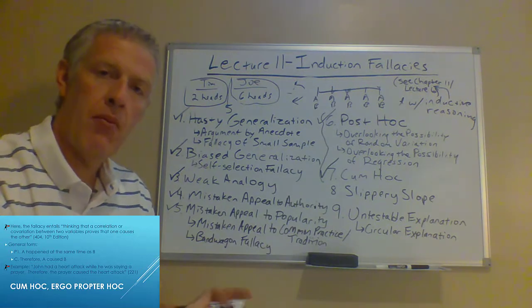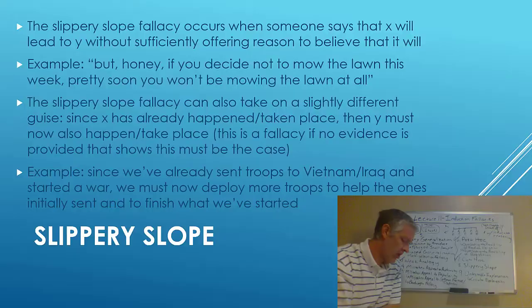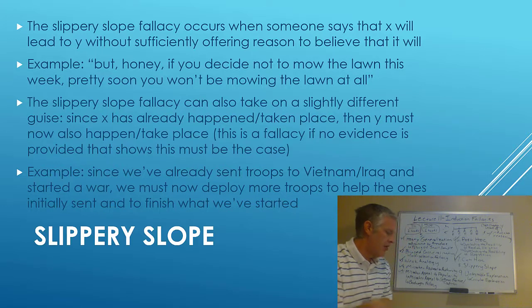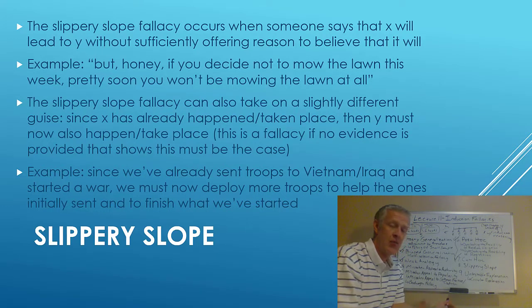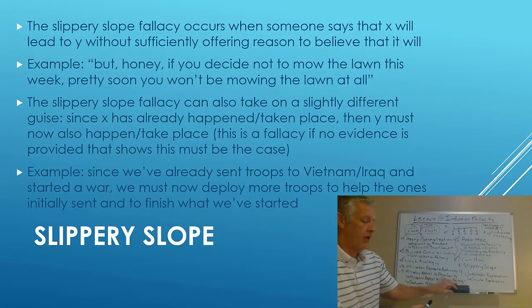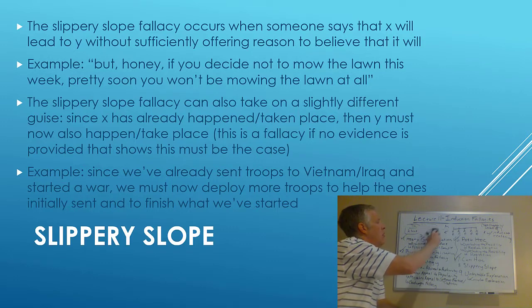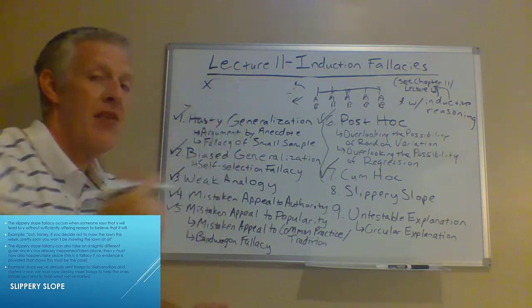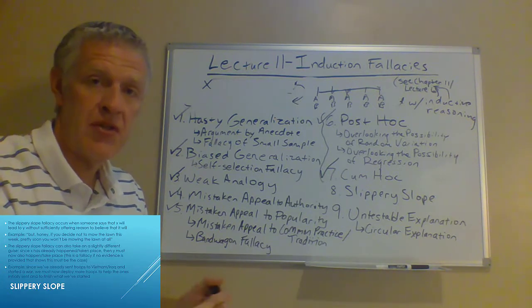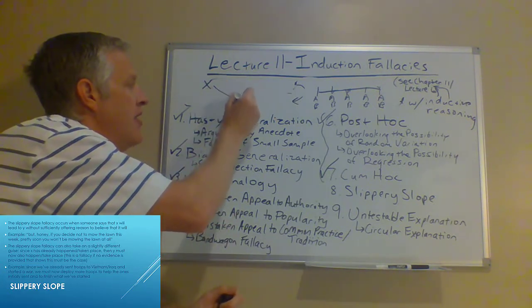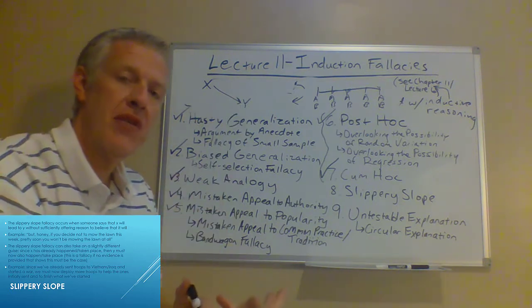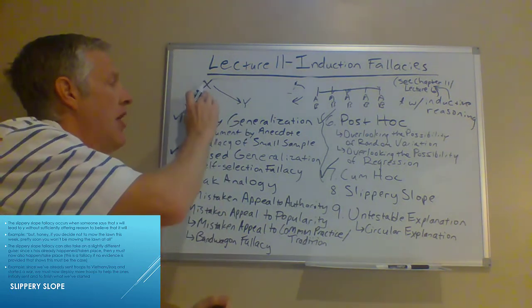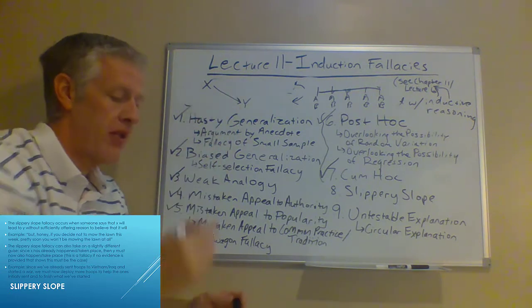Moving right along then, probably another one that you've heard of, slippery slope. As I mentioned on the top of slide 16, the slippery slope fallacy occurs when someone says that X will lead to Y without sufficiently offering a reason to believe that it will. X is going to lead to Y. Now maybe, if you provide the adequate evidence, just suggesting X will lead to Y isn't necessarily a mistake, but when we say someone's guilty of a slippery slope fallacy, they haven't adequately supported the idea that X will automatically lead to Y.